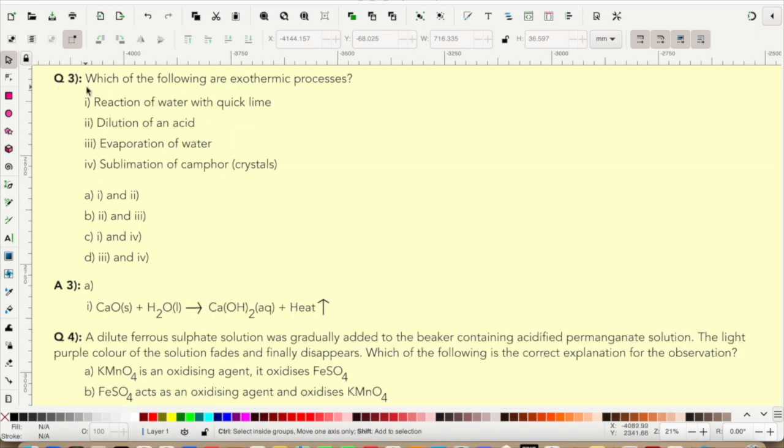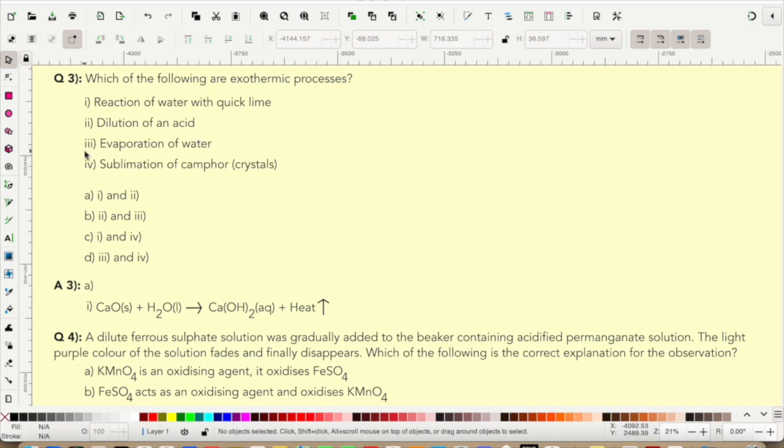Third question: which of the following are exothermic processes? First is the reaction of water with quicklime. That means CaO plus H2O makes Ca(OH)2 plus heat. This is an exothermic reaction. Second one is dilution of an acid. When water is mixed in concentrated acid, heat energy is liberated. So this also is an exothermic reaction.